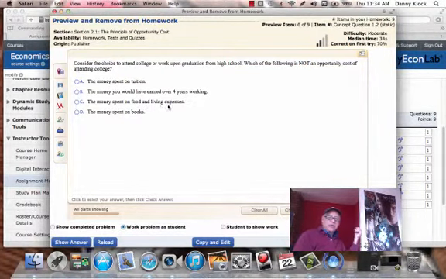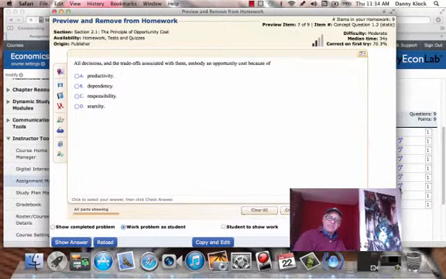The money spent on food and living, you've got to eat and live anyway, so this is not an opportunity cost, right? You would do that anyway. The money spent on books, again, this is a choice you make by going to college. So you have to eat and live if you do either. Hopefully that makes sense. But this will repeat itself. All right, I'm done ranting and raving. It's those older students that missed this that drive me crazy. All decisions and trade-offs associated with them embody an opportunity cost because of, and again, look for the word scarcity, right? There are unlimited wants and limited resources, or scarcity.